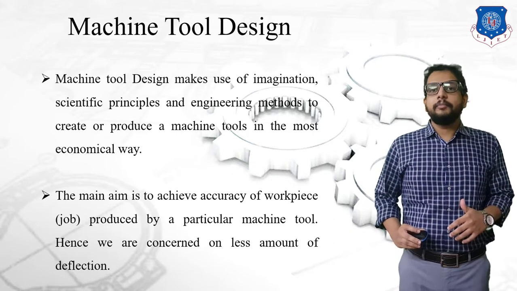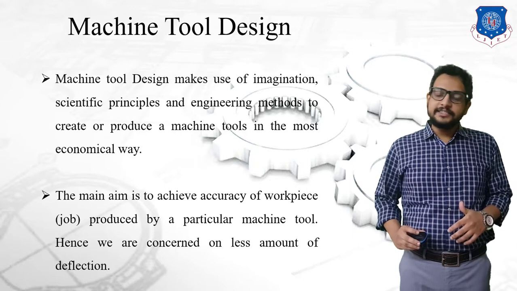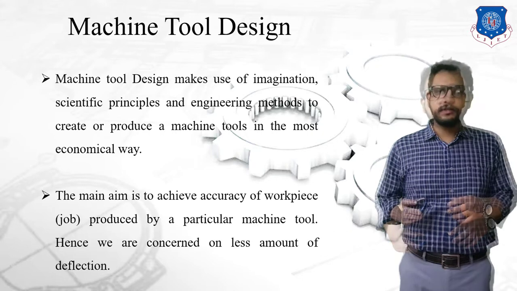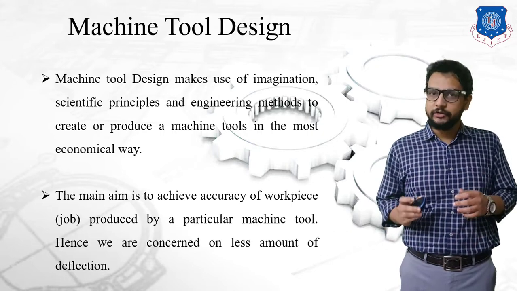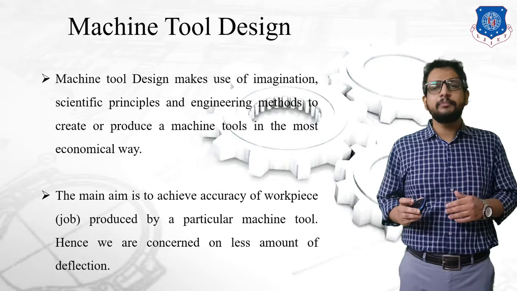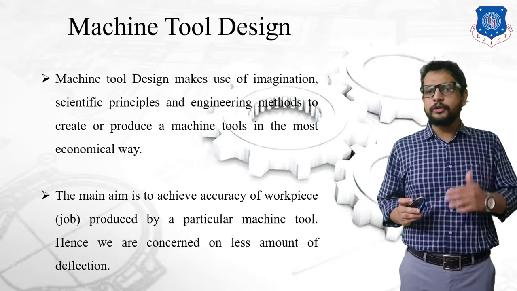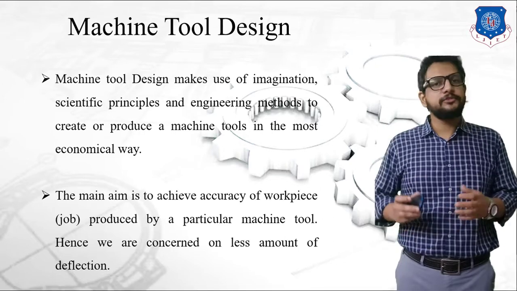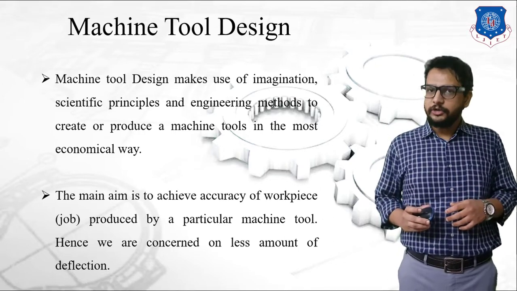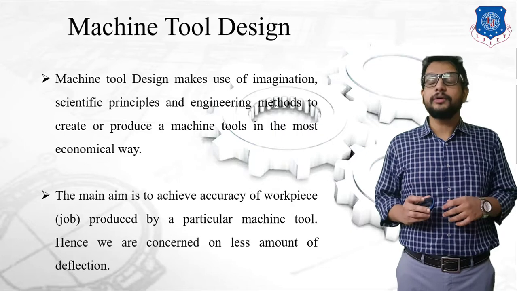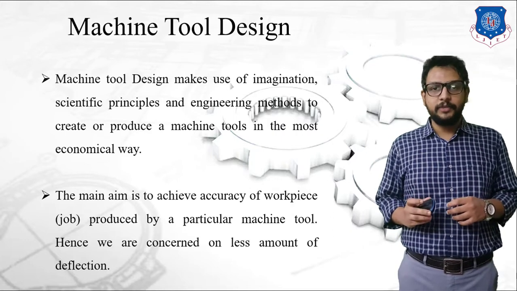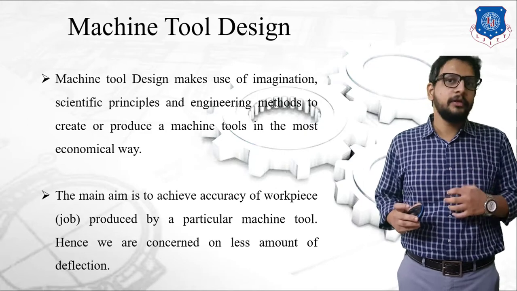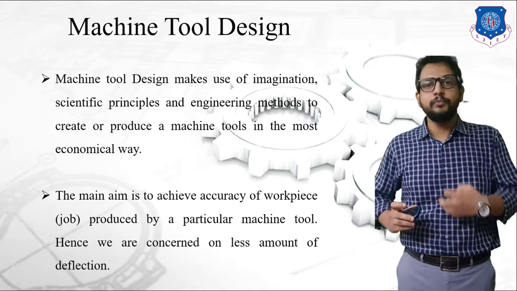Now the main aim of studying this subject is to obtain the accuracy of a workpiece, that is, we would say a job or a machine component which is produced by a particular machine tool. That could be a lathe machine or a drilling machine or a milling machine. Hence, we are more concerned that a machine tool should be subjected to less amount of deflection. Now, how can this aim of achieving accuracy be obtained? How can we achieve this aim?